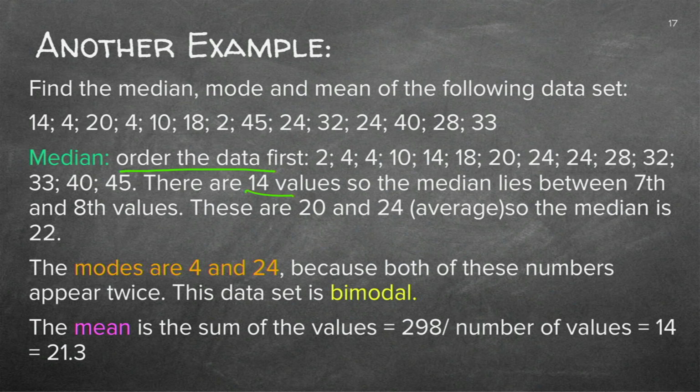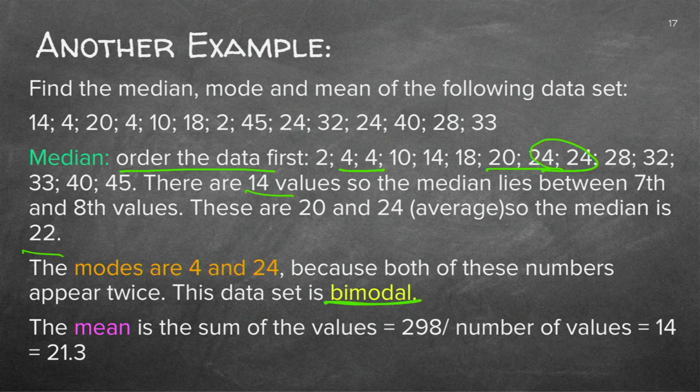So the median lies between the 7th and the 8th value. These are 20 and 24. We work out the average of the two, so the median is 22. The modes are 4 because it appears twice, and 24 because it also appears twice. And because both of these numbers appear twice, the data set is bimodal.